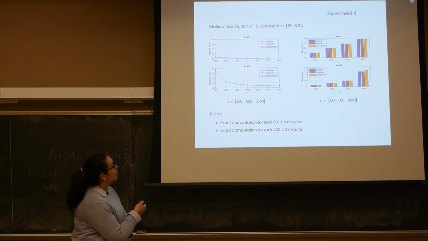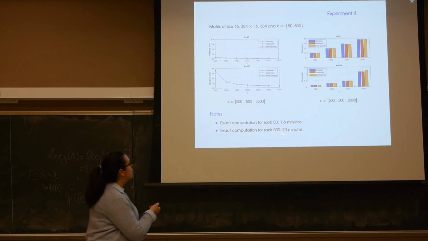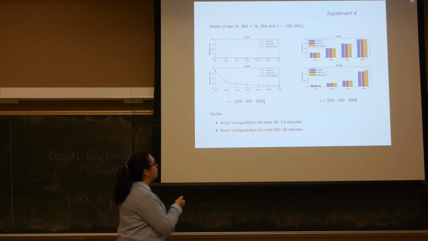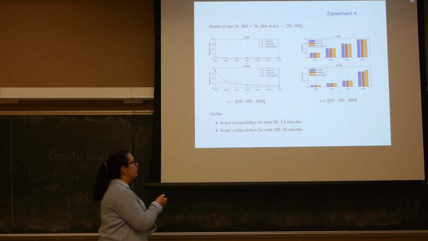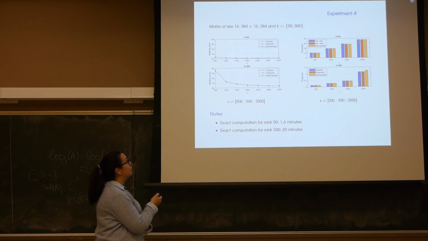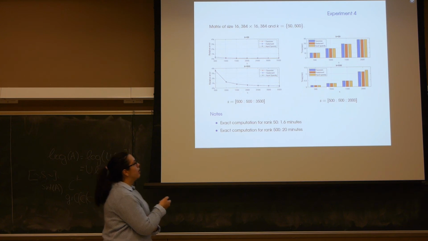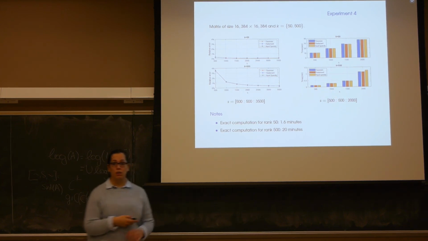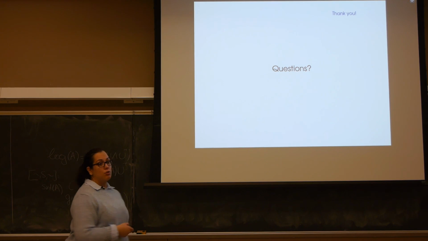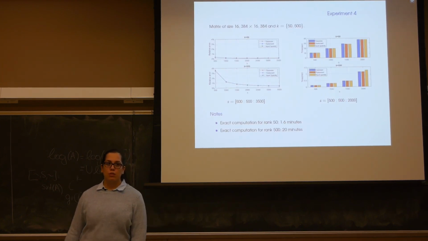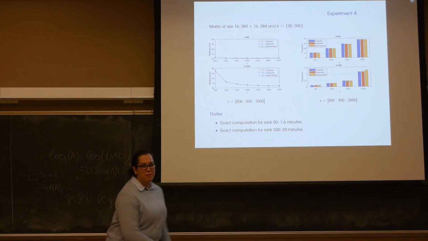The time is again very good. Here is in seconds and here is in minutes. And the exact computation for rank 50 was 1.6 minutes, while I have at most 40 seconds over here. And for rank 500 it was 20 minutes, while I have up to like 1.5 minutes over here. And, do you have any questions on this? This is the last slide of my talk.